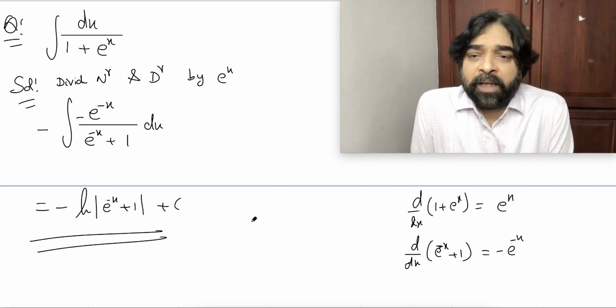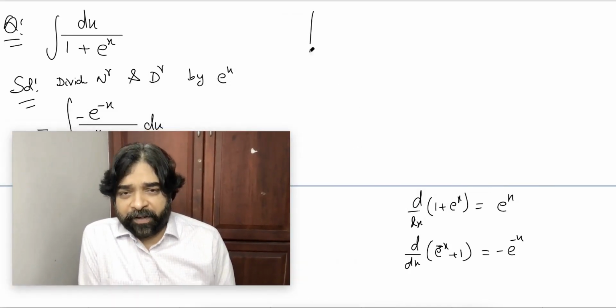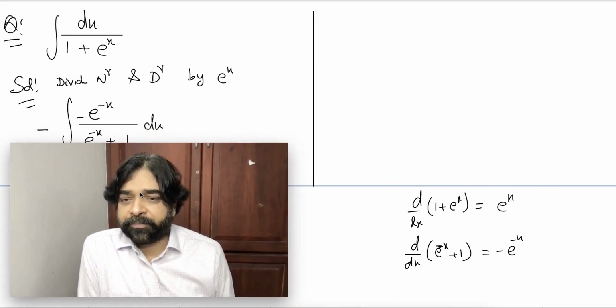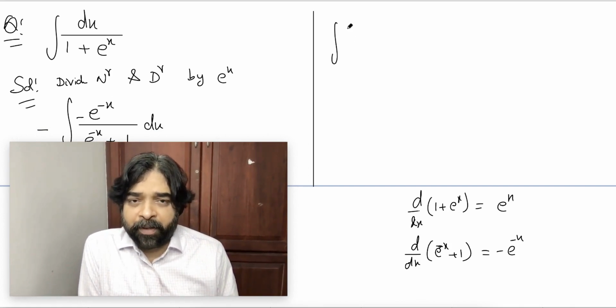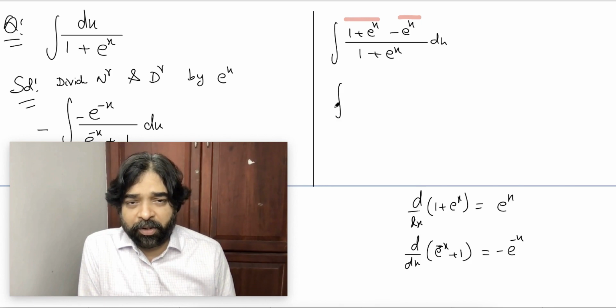Have you understood? If the division idea is not coming, you can do it another way also. Same thing, but a slightly different style. The style has to be there, no? Can I write this numerator this way? 1 plus e power x minus e power x. Still it's 1 only. Be clear. Divided by 1 plus e power x dx. Now split into two parts. Divide here and divide here. So what will you get?